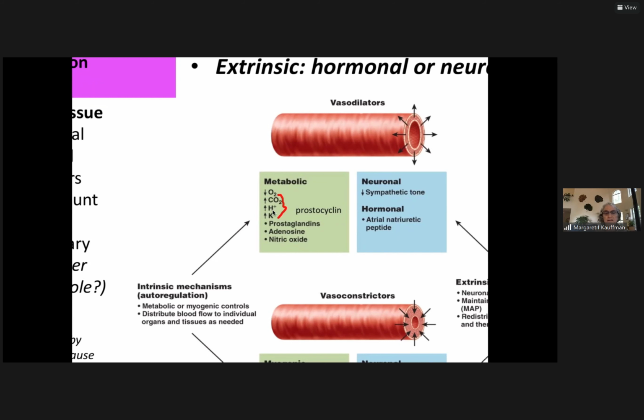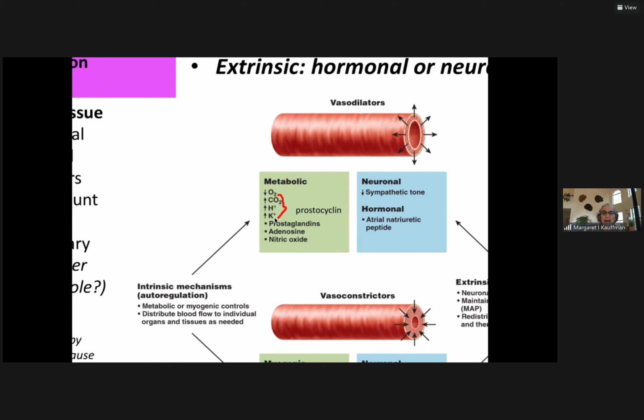So H plus is going to go up and pH is going to drop, just because they're releasing metabolic waste. Maybe it's a muscle and it's lactic acid into the interstitial fluids. And it's really the endothelia, the lining of these arterioles, that are detecting these things.